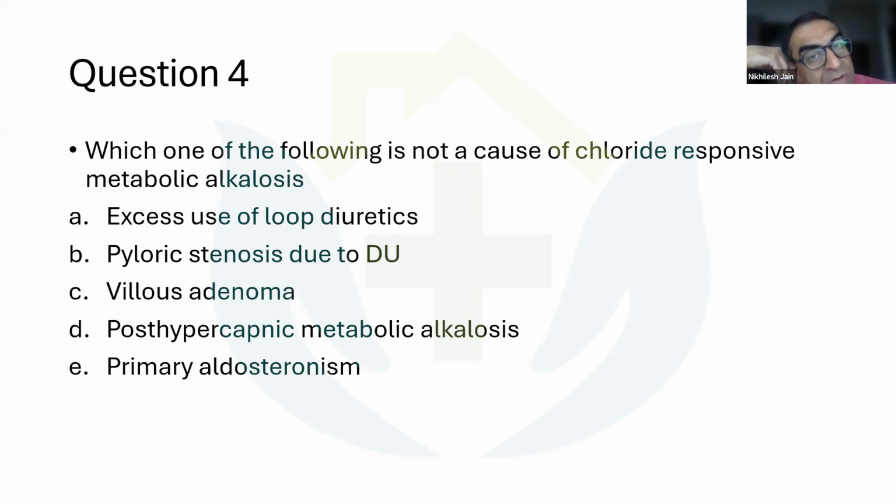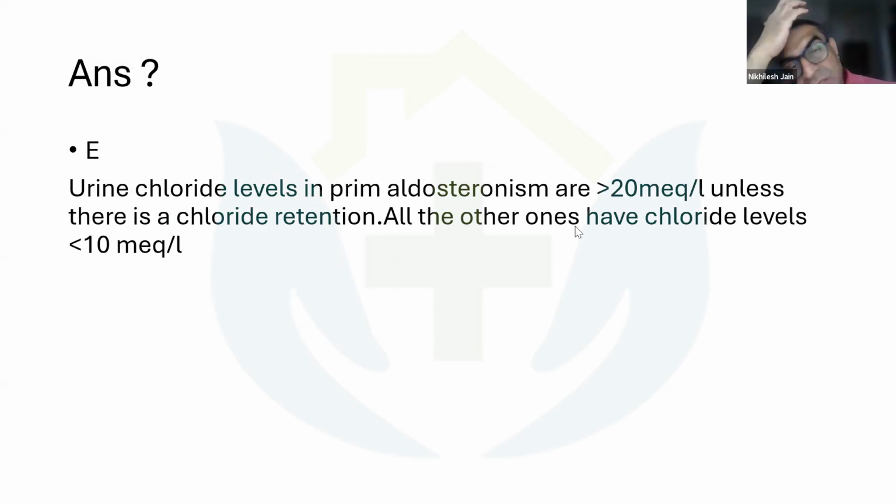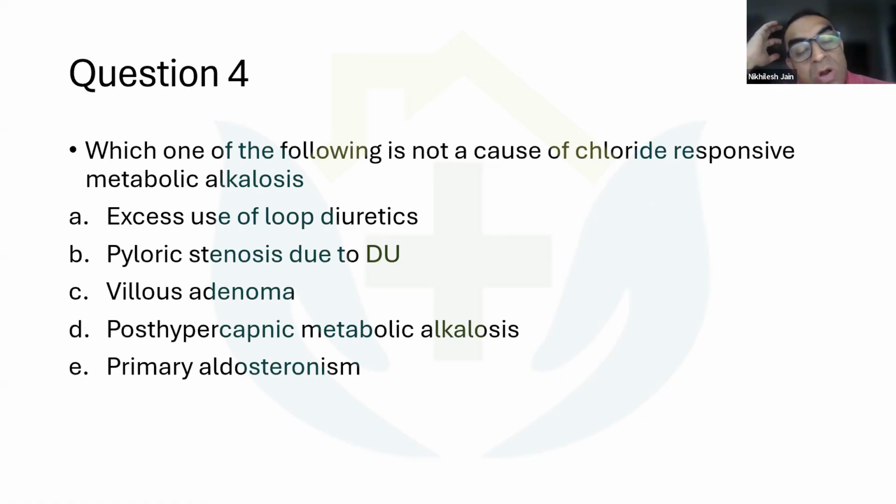This seems simple. Which one of the following is not a cause of chloride responsive metabolic alkalosis? Correct. Venus has got it correct. So the answer is E, because the urine chloride levels in primary aldosteronism are more than 20 milliequivalent per liter, unless there is an actual chloride retention happening at some other physiological level. All the other causes, if you look at it carefully, and I'll go back to them, they have all got chloride levels which are less than that.